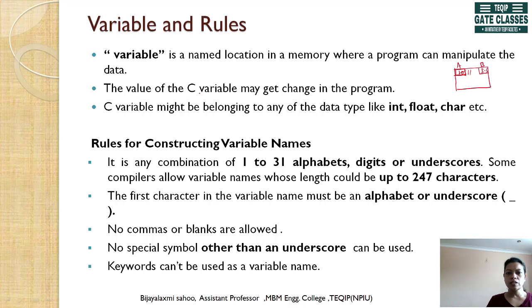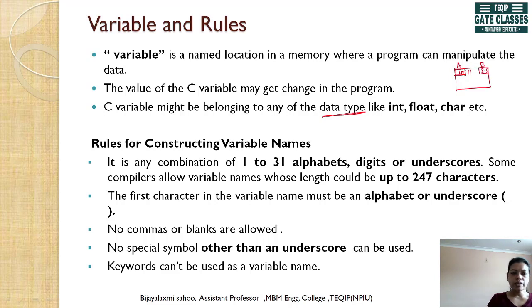The value of a variable may get changed in the program. A variable might belong to any of the data types. That means whenever we are declaring a variable, we need to mention the data type so that the compiler will get to know which type of data it is going to store. So you must mention the data type whenever you are declaring.